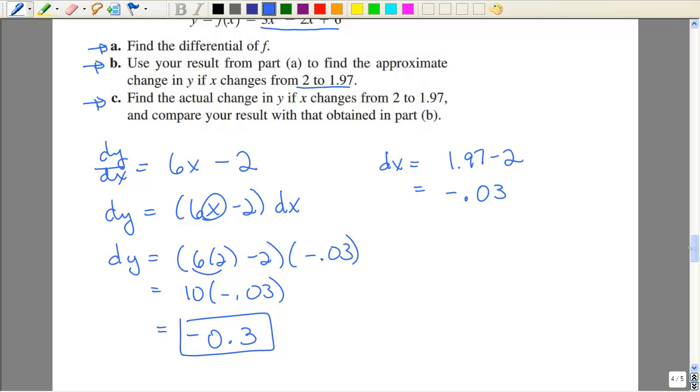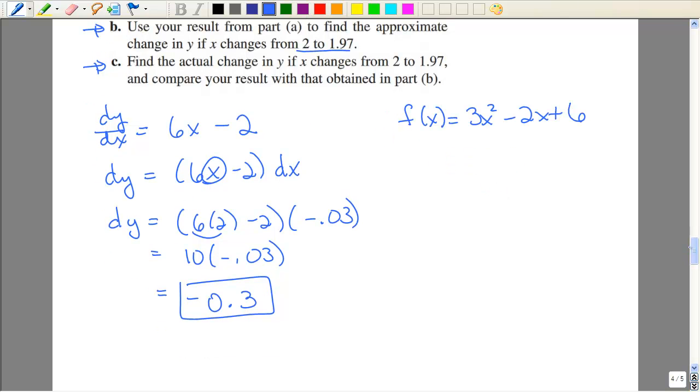Well, how am I going to find the actual change in y? Part C asks us to calculate the actual change in y. All right, so we know the approximate change is negative 0.3. And because of what they gave us, I really didn't need a calculator. I can multiply 10 times 0.3. So let's see why this was really used when we didn't have great access to calculators. So if I wanted to find the actual change, I would have to find f of 2. I'd have to figure out what that is, and I'd have to find f of 1.97 and figure out what that is, and then subtract those.